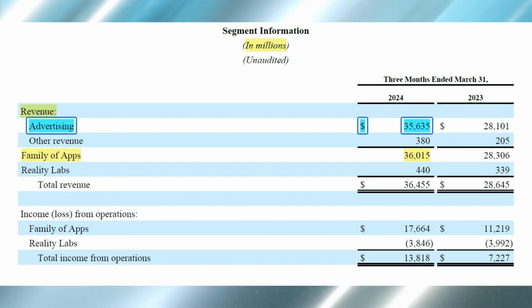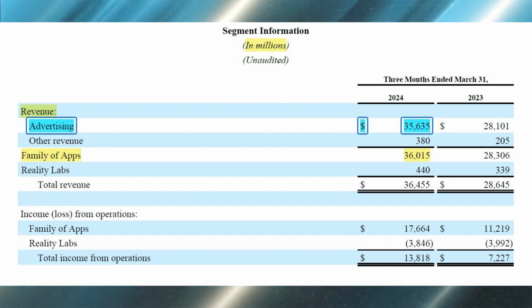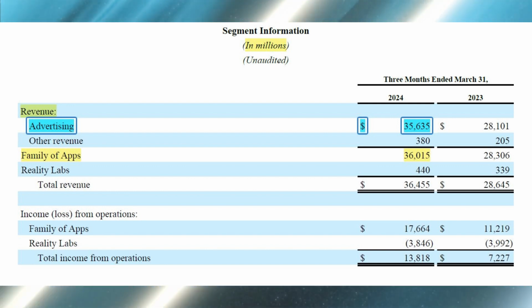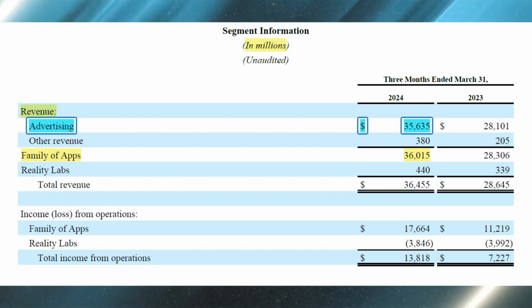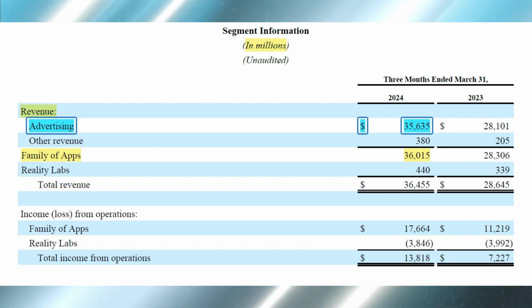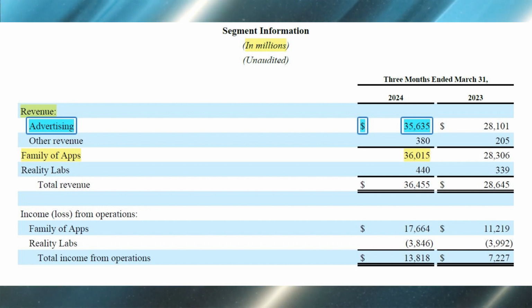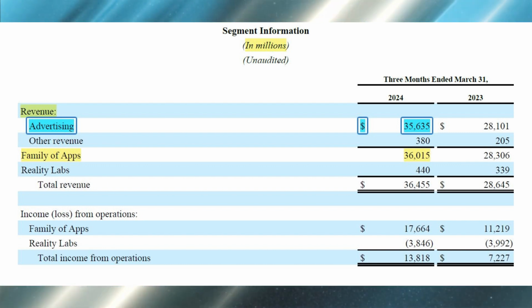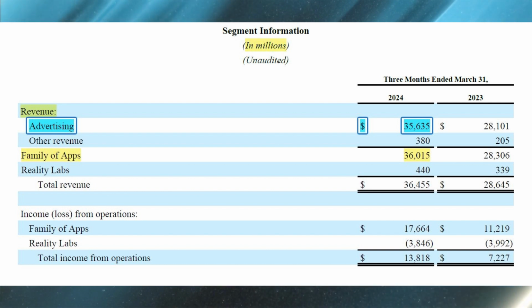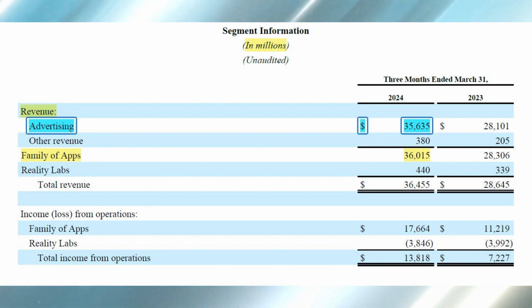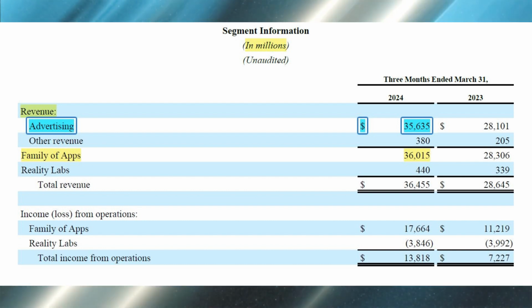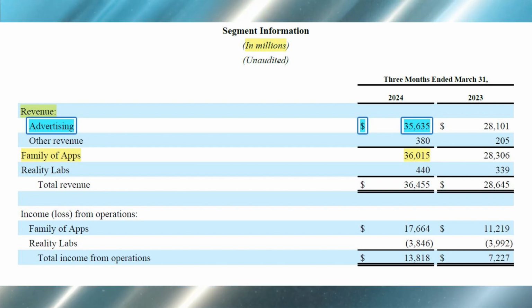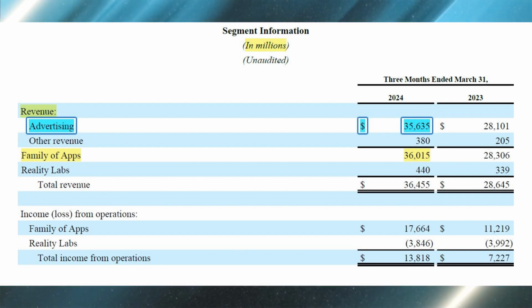Now let's look in more detail into how exactly Meta makes money in each of its divisions. For the family of apps, when we look at the statements in Meta's earnings report, we see that in the first quarter of 2024, Meta generated $36 billion in revenue from the family of apps, and most of it, $35.6 billion, came from advertising in those apps. Let's take a closer look at what parameters drive increase or decrease in advertising revenue for Meta.